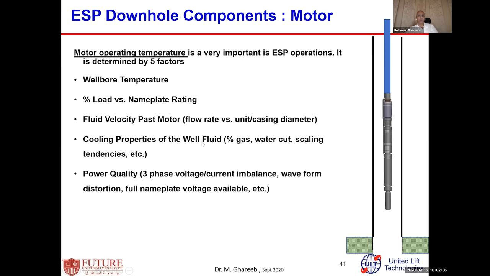Then the cooling properties of the fluid: what type of fluid is here? What are its cooling properties? Is it gas, oil, heavy oil, light oil? Also the power quality going to the motor from the surface. If the power quality fluctuates or has some problem, then the motor will not run in standard condition. Power quality and voltage fluctuation will affect the motor and create more temperature.